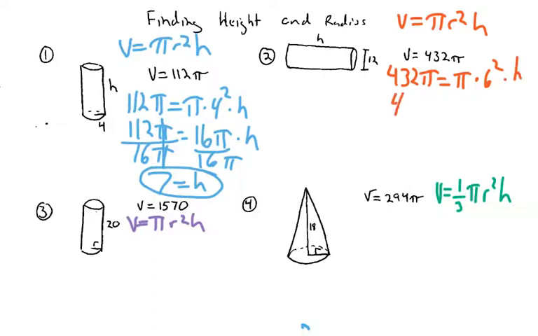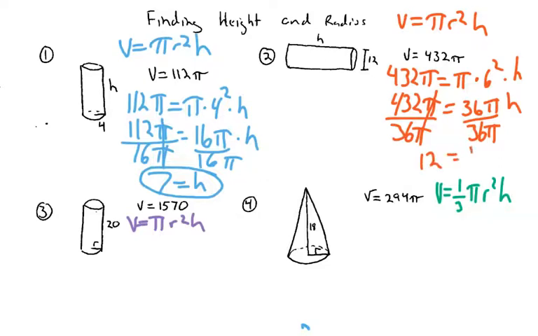So let's simplify the right. So that's going to be 36 pi, because 6 squared is 36, pi h. And now we'll divide both sides by 36 pi. And when you do that, the pi symbols disappear, which is nice and convenient. So 432 divided by 36 is 12. So 12 equals our height.